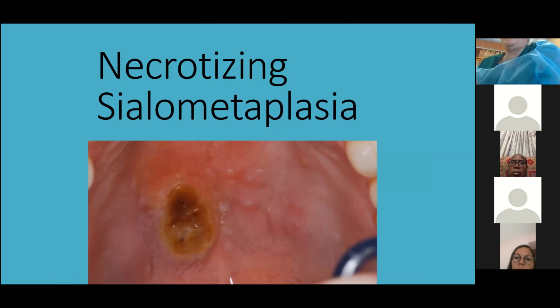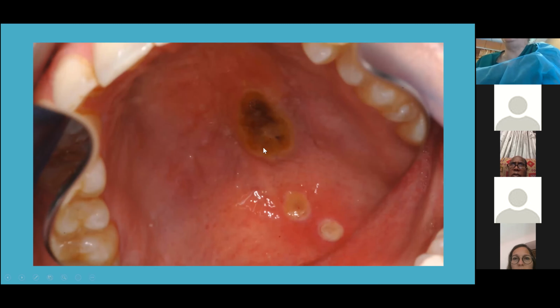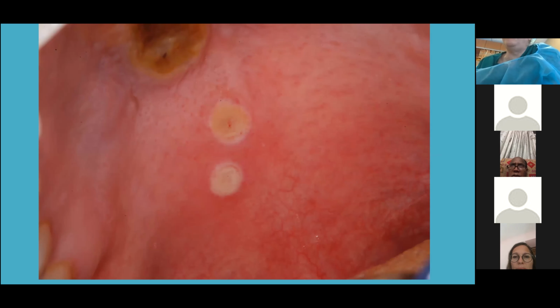Necrotizing sialometaplasia is a completely benign disease. It looks bad. It looks like it could be a tumor or cancer. It's generally in the mid-hard palate. In the past, patients often had aggressive surgery for these. It's completely unnecessary. But you can see the multiple lesions that can appear and the rind that forms around them. These can be very firm, papular kind of lesions. Again, completely more of the same.